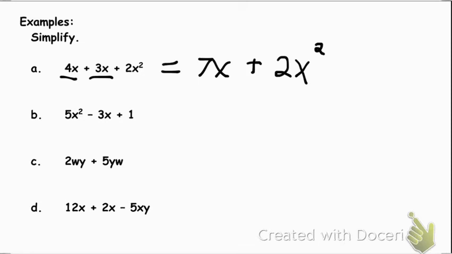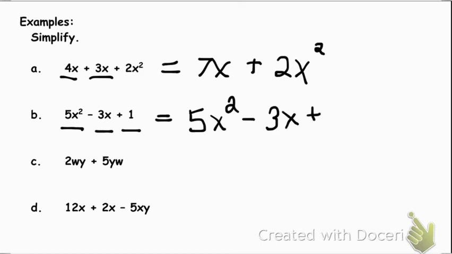Okay, so for B, I have 5x squared minus 3x plus 1. Here we don't have any term that is like. This is x squared, this is x with the imaginary exponent 1, and this doesn't even have a variable on it. So this one cannot be simplified anymore, so we would leave it as 5x squared minus 3x plus 1.